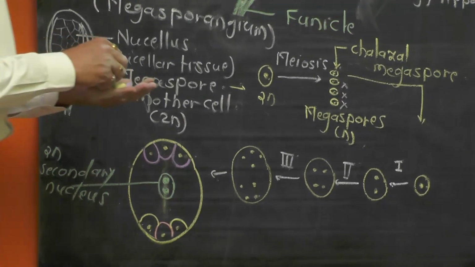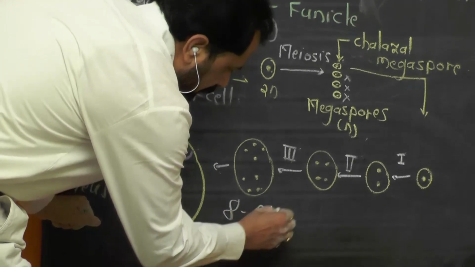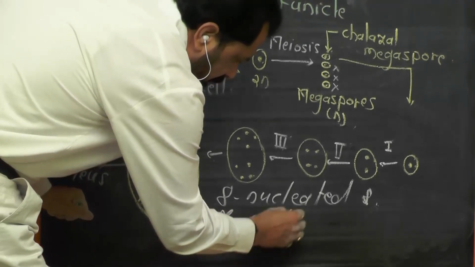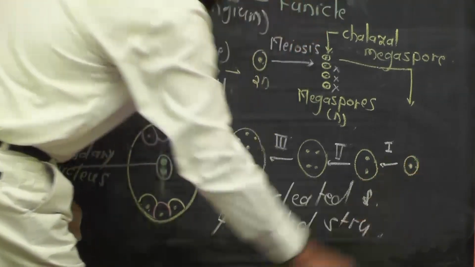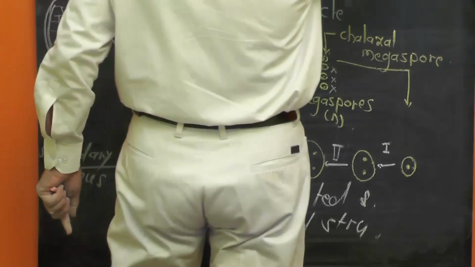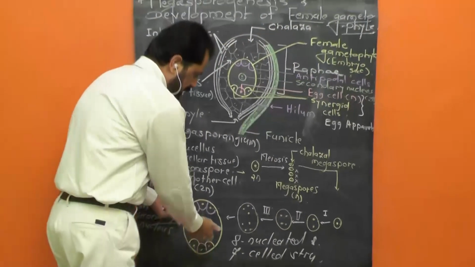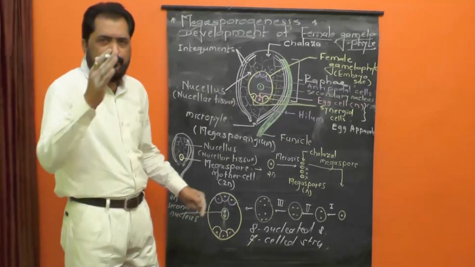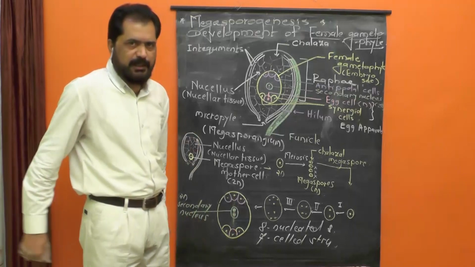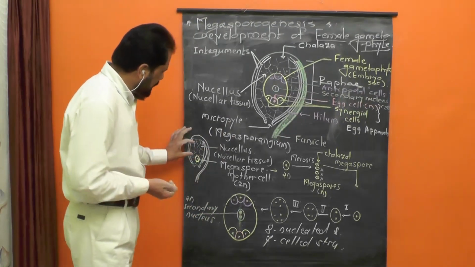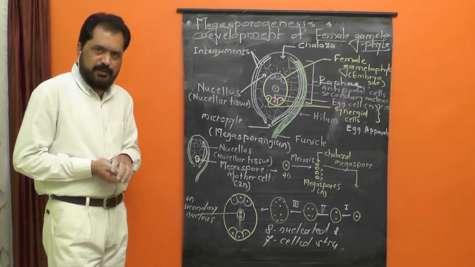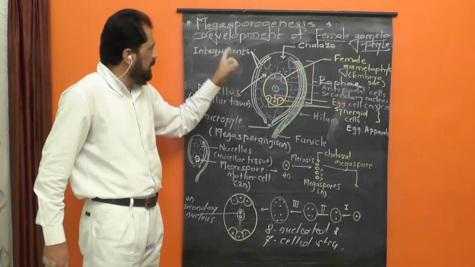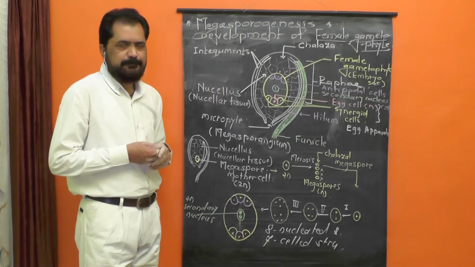So such an eight nucleated and seven celled structure is the female gametophyte. What is the female gametophyte? The female gamete producing structure. In this manner, in this nucellus, the female gametophyte is formed. So here we have seen the process of megasporogenesis and then the development of the female gametophyte.